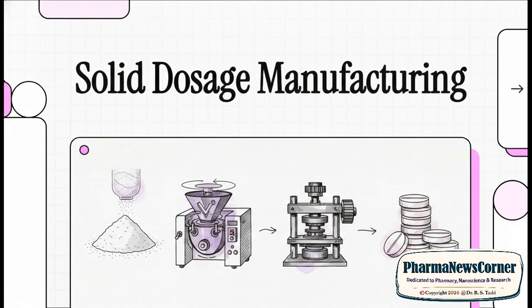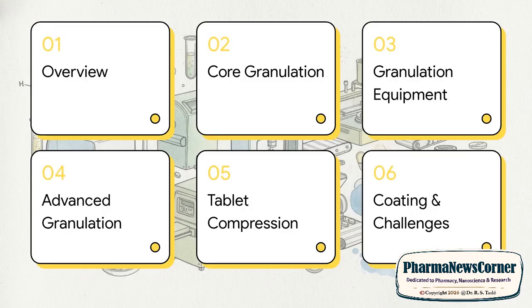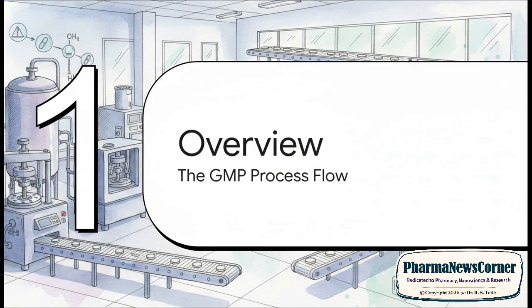finished tablet. Here's our manufacturing arc for today: an overview, core granulation methods, granulation equipment, advanced granulation, tablet compression, and finally, coding and processing challenges. Let's dive right in. Section 1. Tablet Manufacturing Overview. The GMP Process Flow.